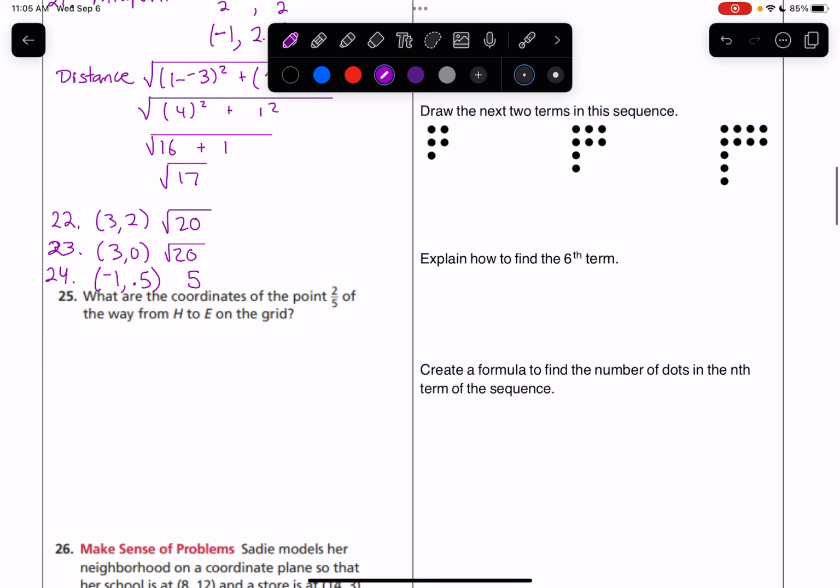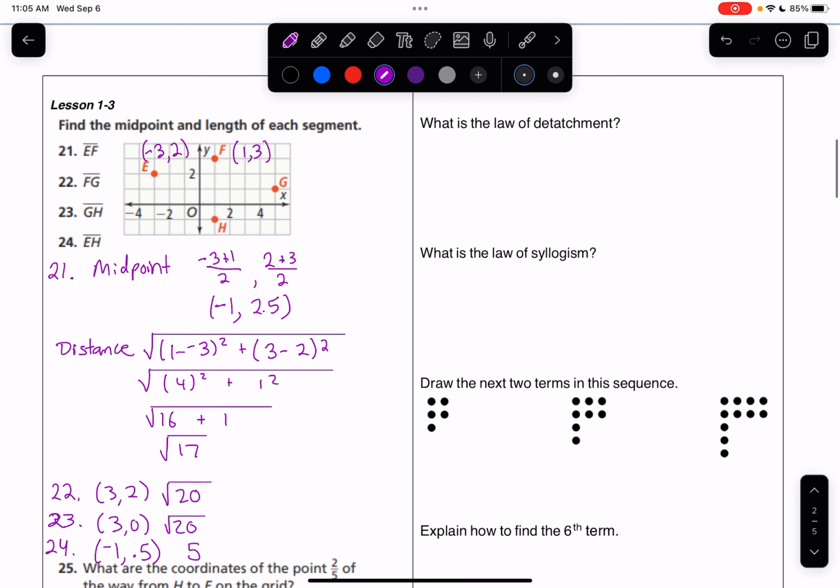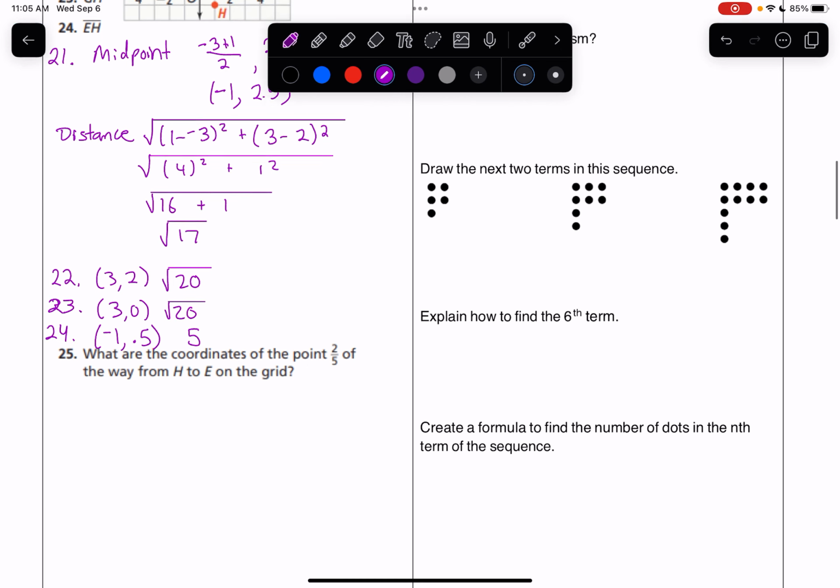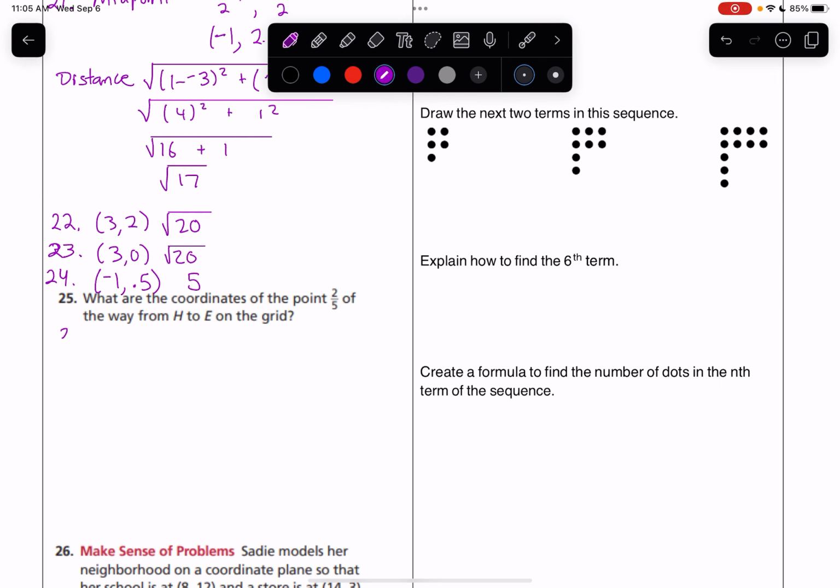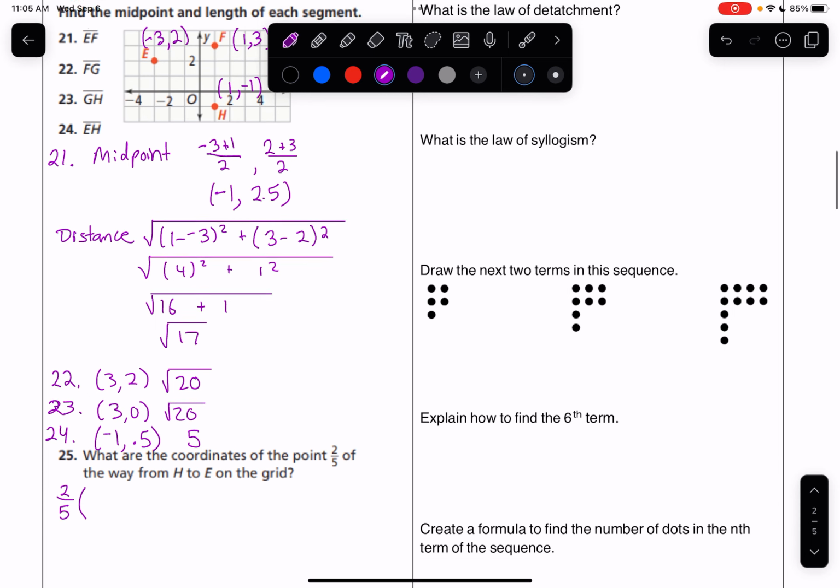Let's keep going. What are the coordinates of a point 2/5 of the way from H to E on the grid? So we'll look where H and E is. H is at 1, -1, and E is at -3, 2. So we're going to find 2/5 of the distance of the x coordinates. So 2/5, and we will do that by taking the x coordinate of E minus the x coordinate of H. So that's going to be -3 minus 1.